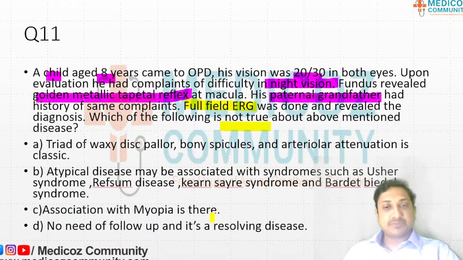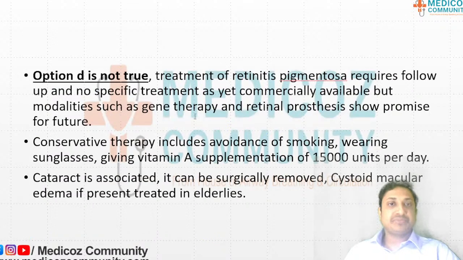Association with myopia is present. Yes, RP has association with myopia. D is no need of follow-up and it's a resolving disease. This is wrong. We need to follow up all cases of retinitis pigmentosa, and it is not a resolving disease. It cannot resolve. So option D is not true because retinitis pigmentosa needs follow-up.